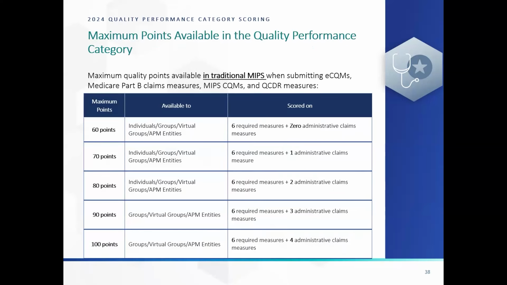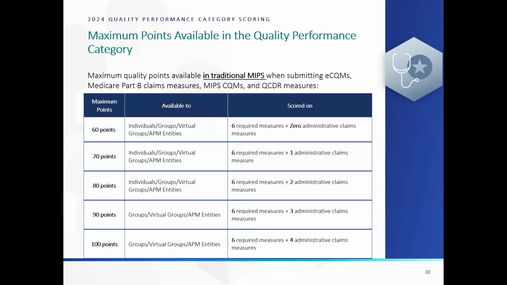Now I'm going to discuss the maximum points available in the quality performance category. So maximum quality points available in traditional MIPS when submitting an ECQM, Medicare Part B claims measures, MIPS CQMs, and QCR measures. So on the right-hand side of this table, you will see maximum points. And then in the middle column, you will see who it's available to. And then in the last column, which is on the right, you will see what the points are scored on.